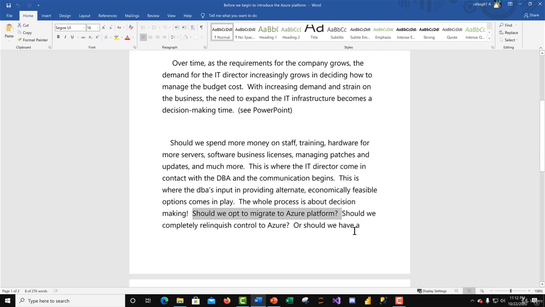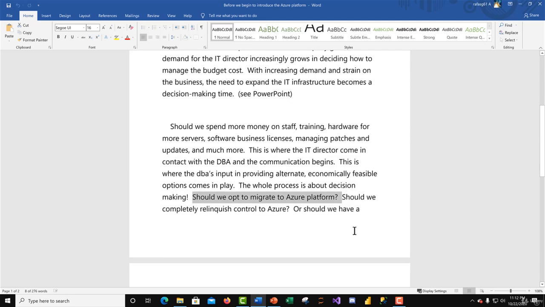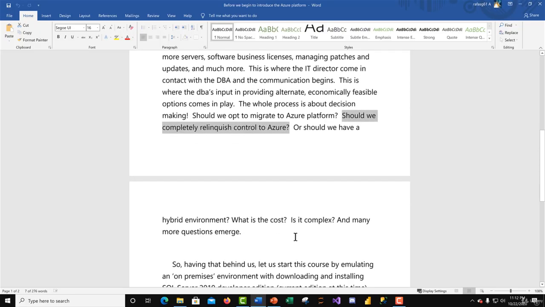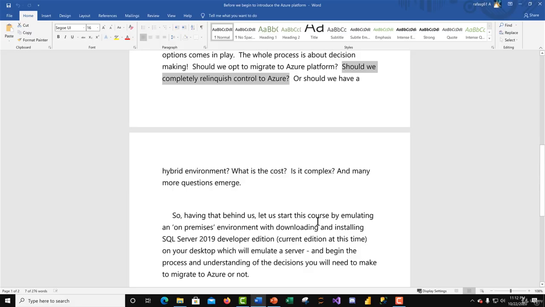Is it feasible? Should we completely relinquish control to Azure? That's going to be important. As I said, you have multiple options, as I will demonstrate, of relinquishing all your control of your environment or part. Or should we have a hybrid environment? What is the cost? Is it a complex environment transition? And many, many more questions emerge. This is what you will be doing at this point.